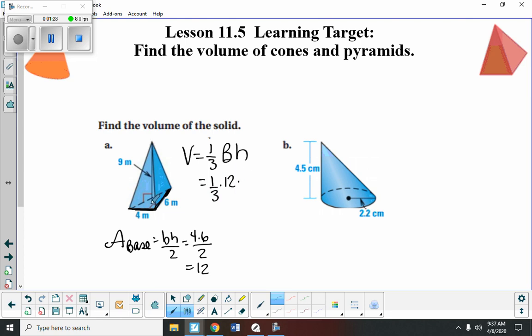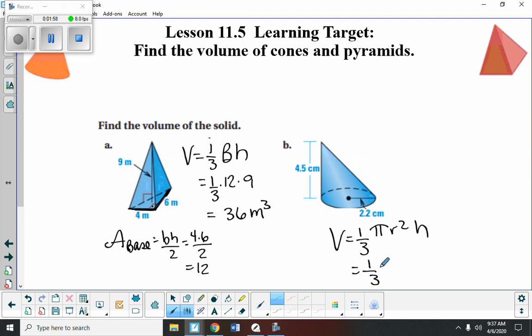And the perpendicular height from the triangle to the tippy top is 9. And that would give you 36. And volume is cubed, meters cubed. All right, in the next one, we have volume equals 1/3 area of the base. This is a cone. It's an oblique one, it looks like. 1/3 area of the base is pi r squared times the height. So now we just fill in the numbers.